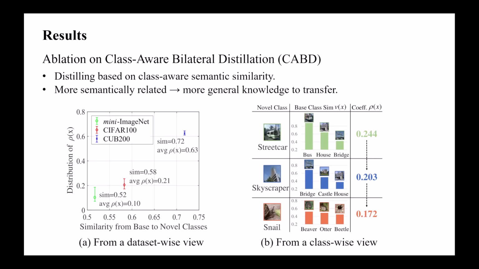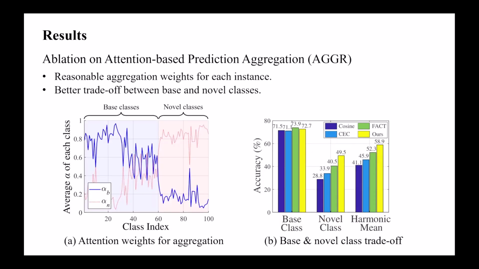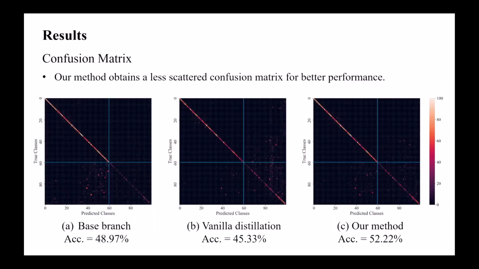We also provide ablations on the attention weights for aggregation. As shown in the figure, we observe that test samples from base classes induce larger base branch scores to leverage more predictions from the base branch, while novel class test samples produce larger novel branch scores as expected. Moreover, the individual base and novel class accuracy, as well as the harmonic mean in the right part, validates that our aggregation module can better trade off between base and novel class performance.